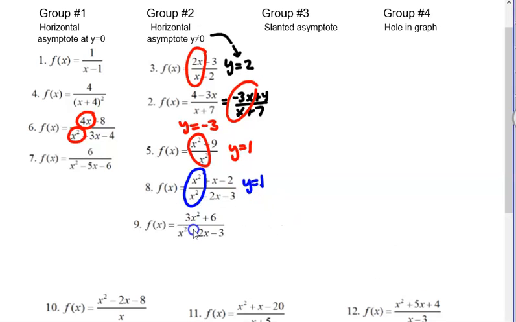Number 9, another one where we have an x squared term over an x squared term, but this time it's 3x squared over x squared, so y is going to get close to 3.